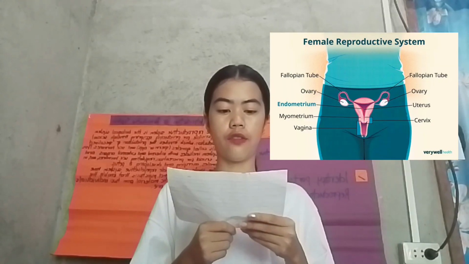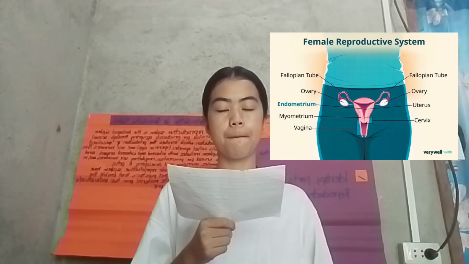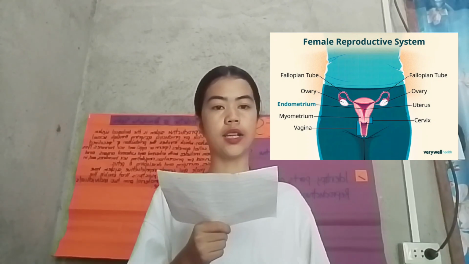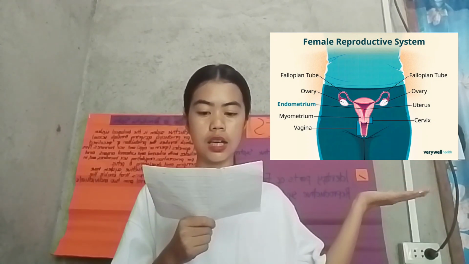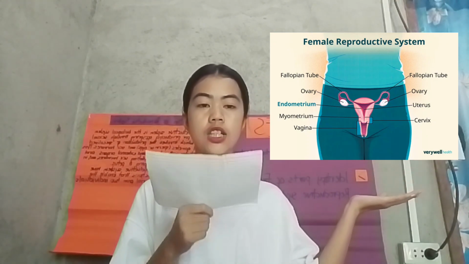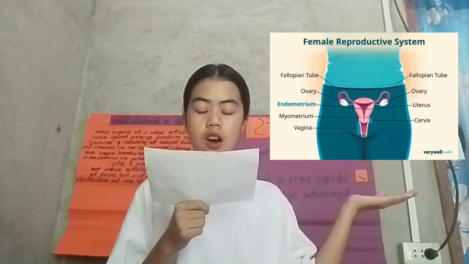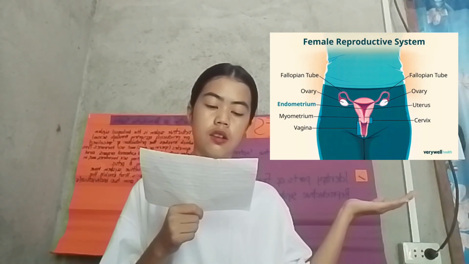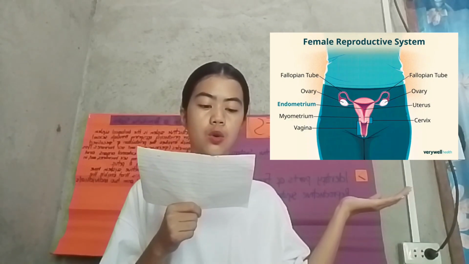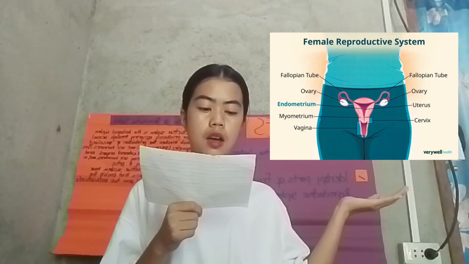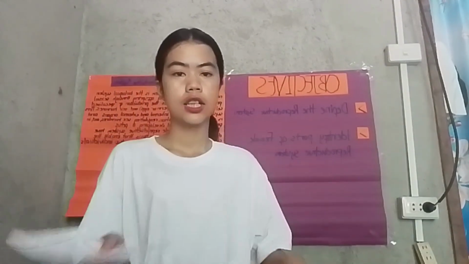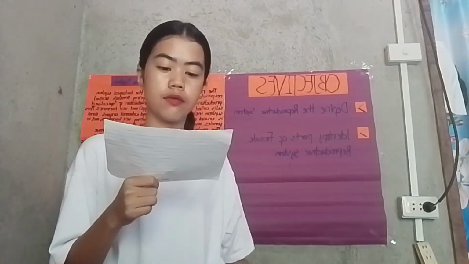Next is parts of reproductive system. So, ang first one is ovary, vagina, cervix, ovarian ligaments, uterus, fimbriae, endometrium, myometrium. So, start na ako sa first part of reproductive system.